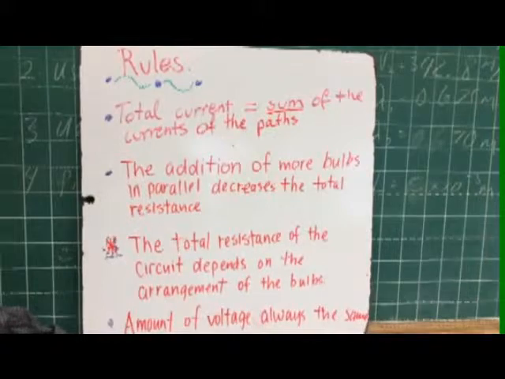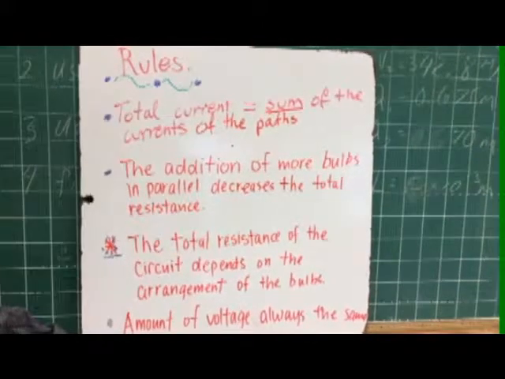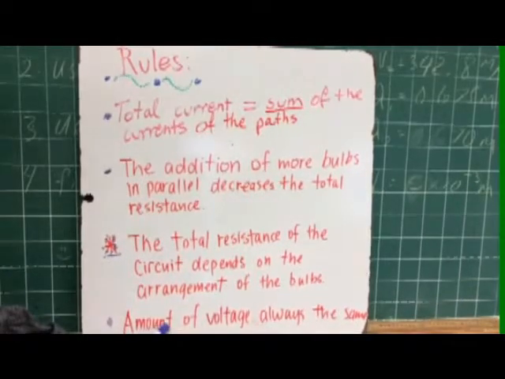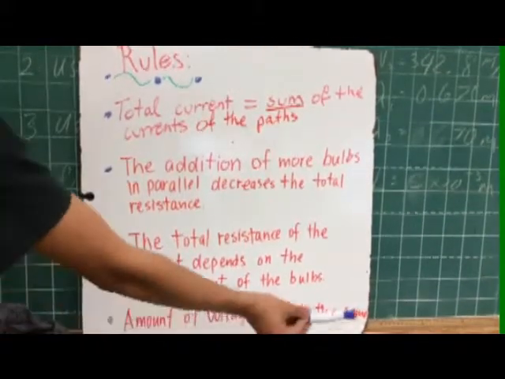Note that the total resistance of the circuit depends on the arrangement of the light bulbs. And lastly, the amount of voltage always stays the same in a circuit.